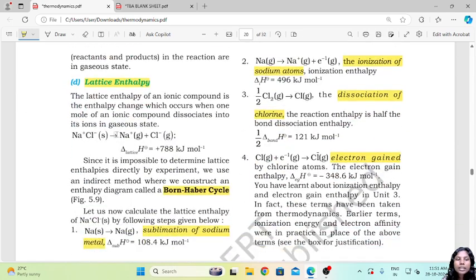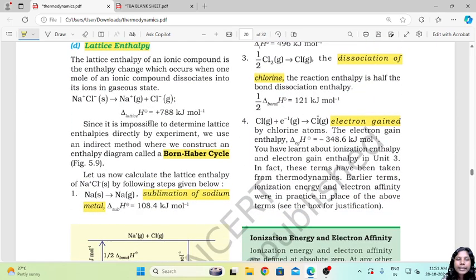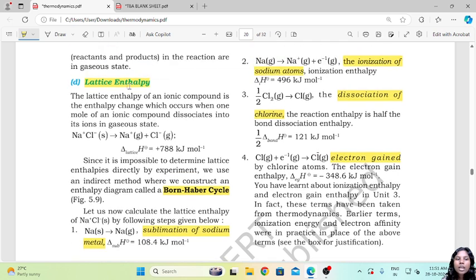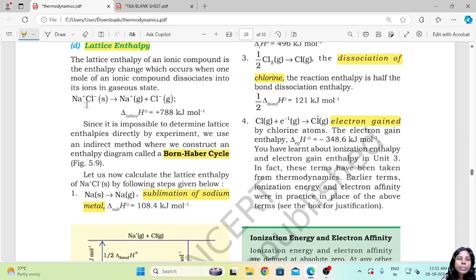Next we have the lattice enthalpy. Lattice enthalpy of an ionic compound is the enthalpy change which occurs when one mole of an ionic compound dissociates into its ions in the gaseous state. Firstly, it is mostly for ionic compounds. Secondly, it occurs when one mole of an ionic compound dissociates into its ions, not into its atoms, and that too in the gaseous state. A simple example is NaCl, which will dissociate into Na plus and Cl minus.